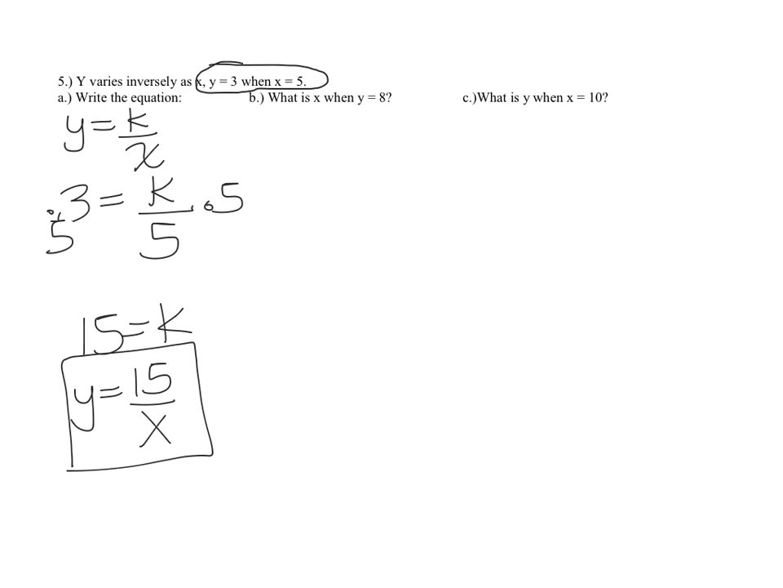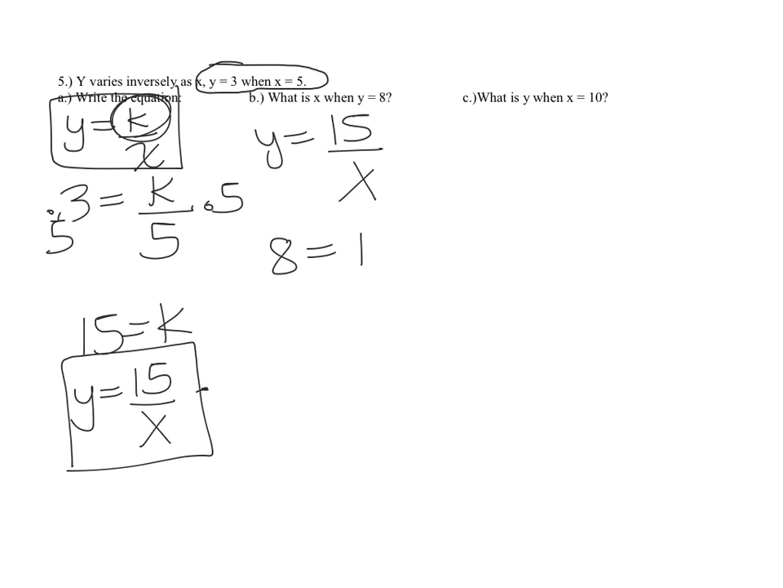And so if you can remember that the form of the equation is y equals k over x and you have to find that k, fill in what you know, find k, then oftentimes it's easier. So now that's what we're going to use. We're going to use this equation down here to answer the next question. What is x when y equals 8? Well, we've got to find x when y is equal to 8. So I'm going to replace y in y equals 15 over x. I know that y is equal to 8. So I'm going to say 8 is equal to 15 over x.